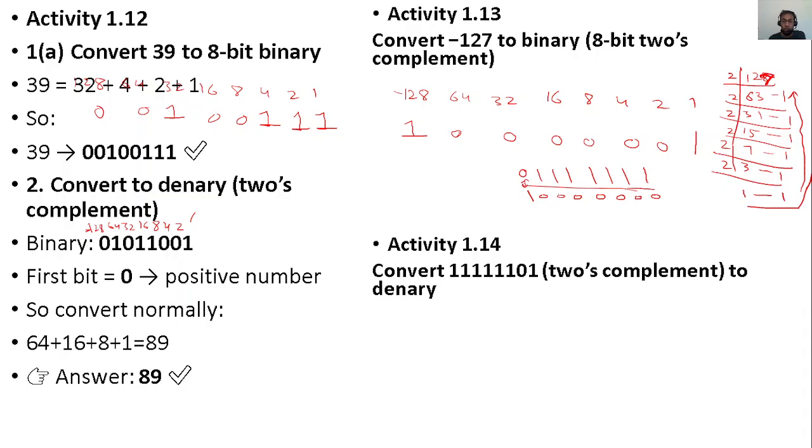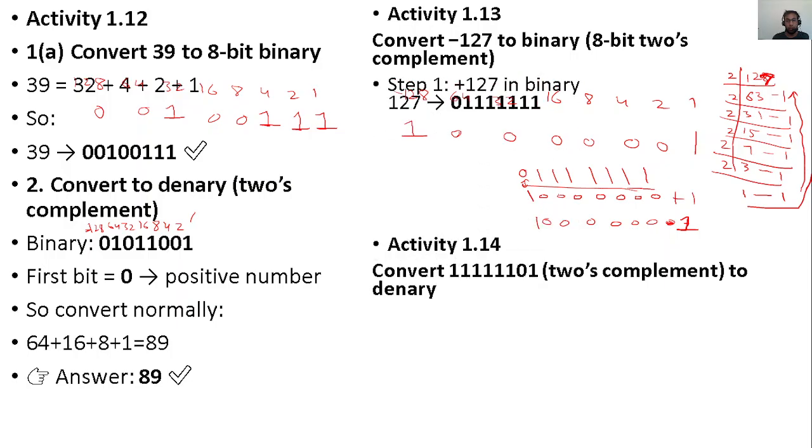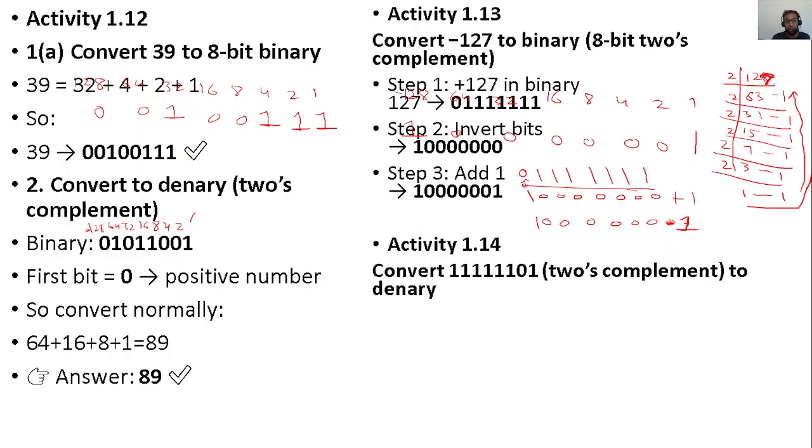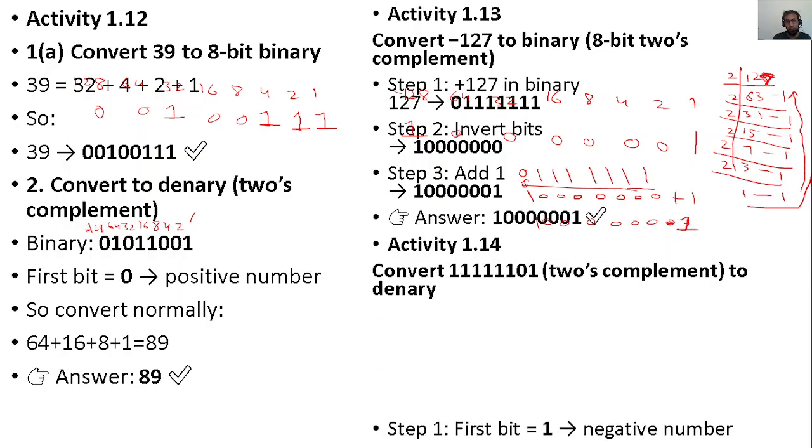Next, we have to do plus 1 with it, so the number will become this number. Okay, 1 0 0 0 0 0 0 1. So this is how. Now see the steps. The first step is we converted plus 127 to binary, and then we inverted the bits. We converted 0s to 1s and 1s to zeros. The final step, we added 1 to it, so this number becomes this. So this is our final answer.